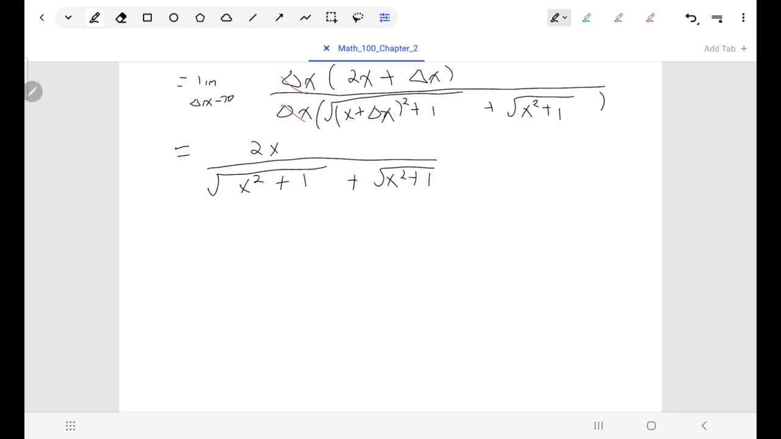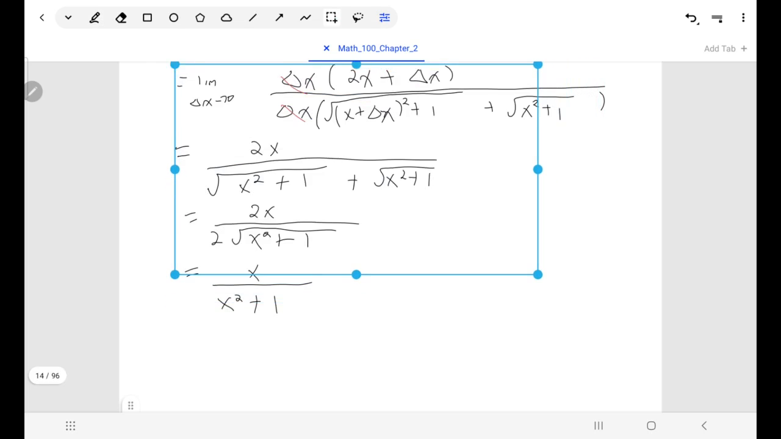If I were to clean this up a little bit further, I could say that we really have 2x over 2 root x squared plus 1s. Or the 2's could cancel, and I could say really I've got x over root x squared plus 1. And there we go. We've got our derivative, which, again, is only part of the work.